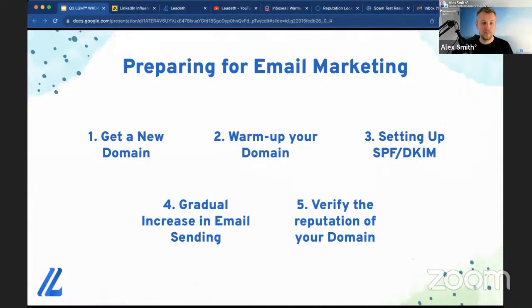We use them in Leadeth if people are doing one-to-one emails. But if you're actually doing marketing emails, one to lots and lots of people as part of an automated sequence, definitely try to set up a separate dedicated domain just for that outbound email. Set up your email account and then warm up the domain, set your SPF and DKIM records, increase what you're doing, and then verify the reputation of your domain by making sure it's ready to go, using some of those testing sites that we've just looked at.